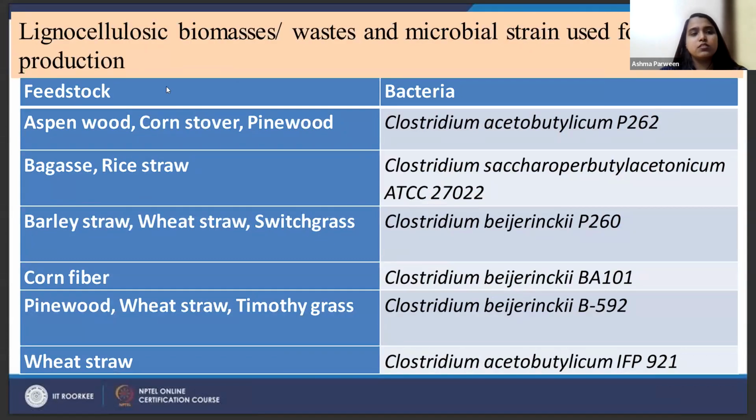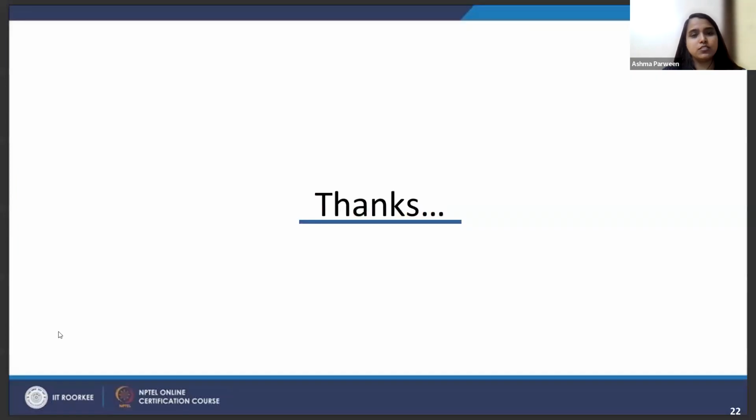So next is some of the microbial strains which are used for butanol production. For the feedstock aspen wood, Clostridium acetobutylicum P262 strain is required. So these are some of the bacterial strains which are used for butanol production from different biomasses.